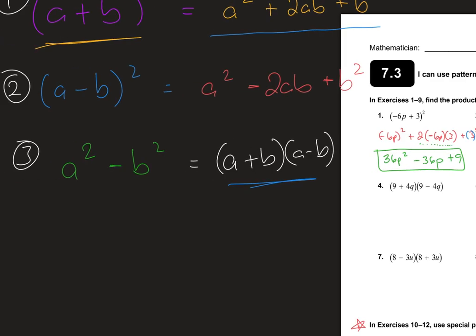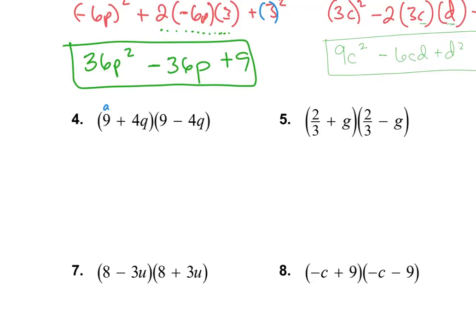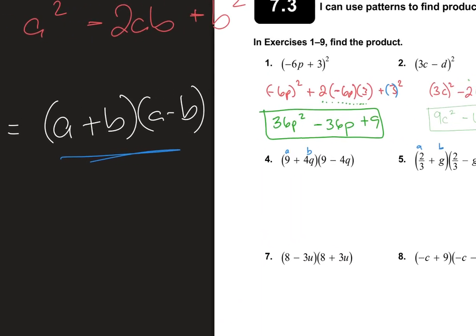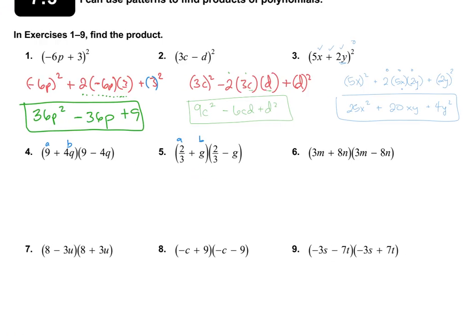So for 4, 5, and 6, and 7, 8, and 9, they all fit this one. So it's just going to be a squared minus b squared. If you're wondering which one is going to be a and which b, that's pretty much it. And why does it fit? Because what we have is a number plus a number times the same number minus the same number. So 9 and 9 checks out, plus 4q minus 4q. And then it repeats over here, plus g minus g, and plus 8 minus 8, with the m's being the same.